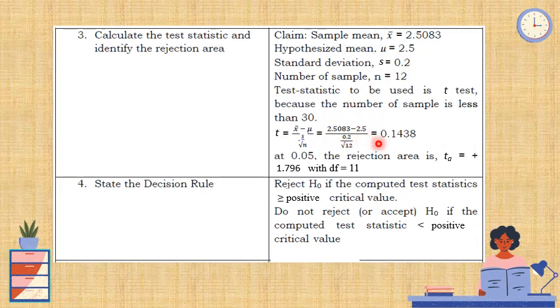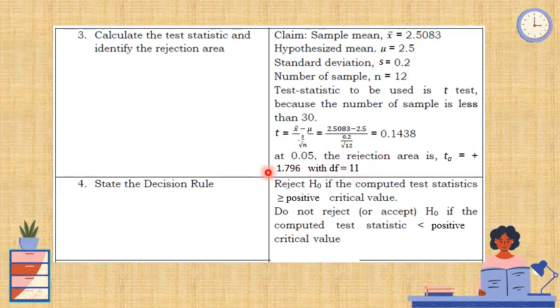Substituting the values, we will get 0.1438. So, at 0.05, yun yung ating alpha, the rejection area is ang value ng ating t. No? So, the t value according doon sa ating t table is positive 1.796 with the DF or the degree of freedom of 11.